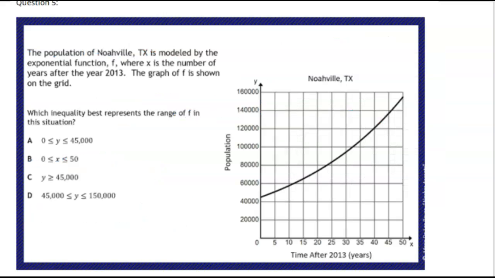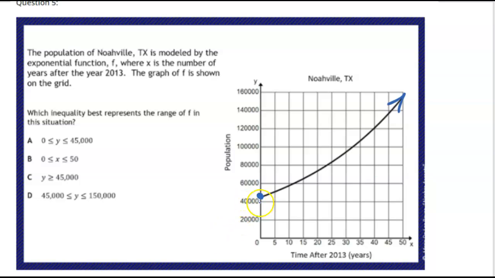This was a word problem, and a lot of people missed it because they didn't make a good graph here. The population of Noahville, Texas is modeled by this exponential function where x is the number of years after 2014, and the graph is shown on the grid. The problem was they didn't make a good graph because this should have been an end point, and this should have been an arrow. So the arrow means it keeps getting bigger and bigger, right?